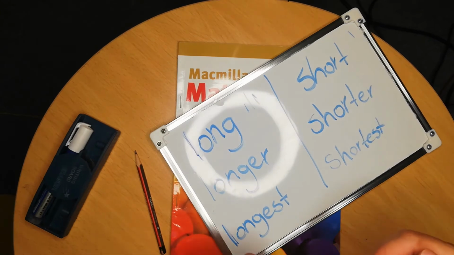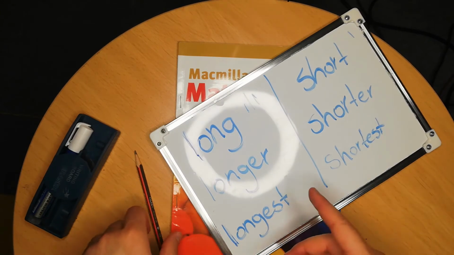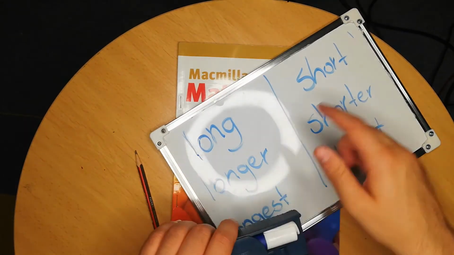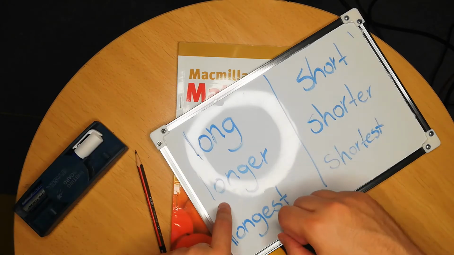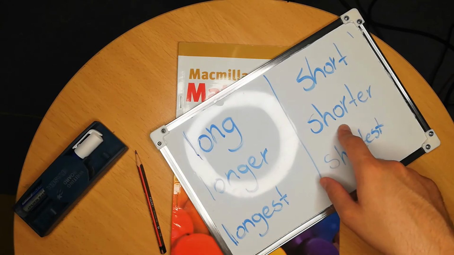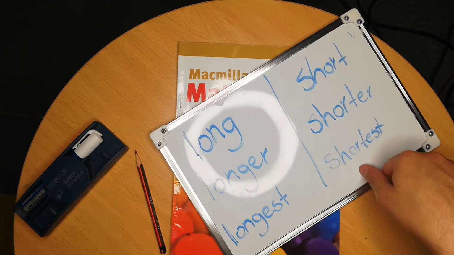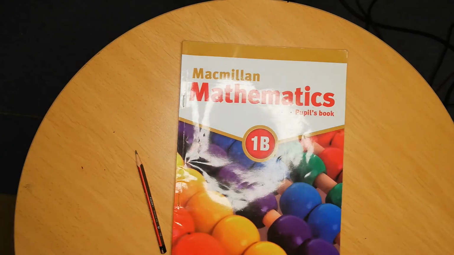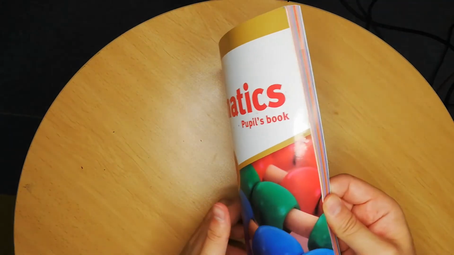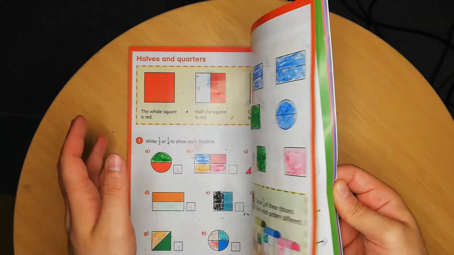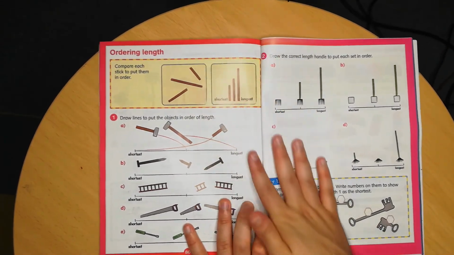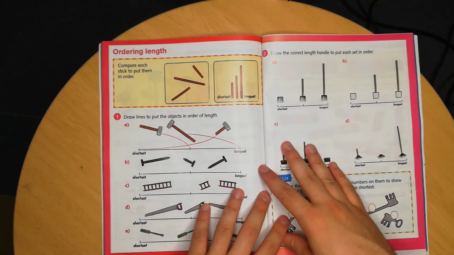Okay, so these are the three words that we can use for each one, long and short. So, long, short, longer, shorter, longest, shortest. Okay, great. I'll leave these here just so you can revise them later on. And we can go to today's episode and lessons page, which is page 80. Okay, so let's go ahead and go to page 80, ordering length.